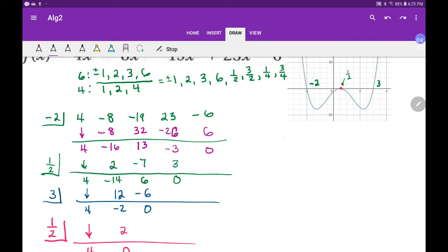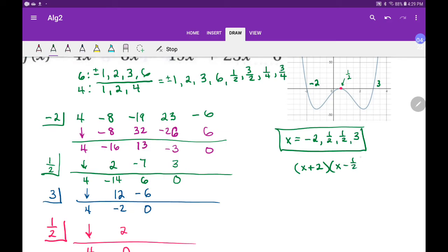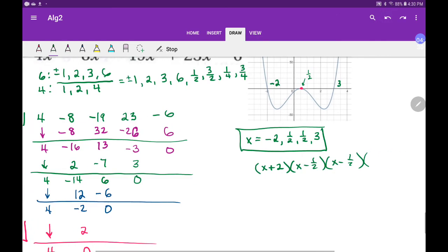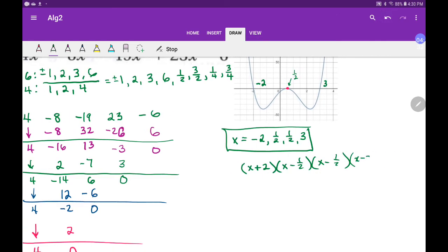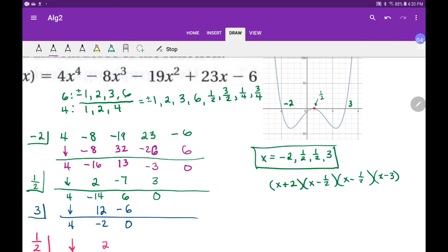So our roots are x is equal to -2, 1/2, 1/2 again, and 3, okay? And if I were going to write the function out in factored form, I'd say x plus 2 and x minus 1/2 times x minus 1/2, and then I'd say x minus 3. I'd try to say x minus 3. Okay, that would be the factored form.